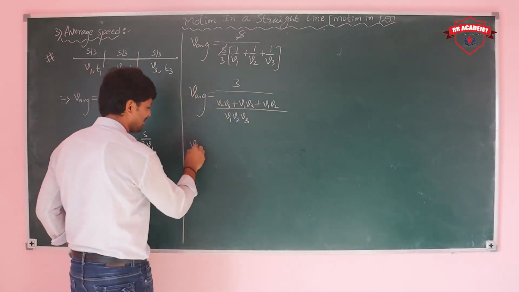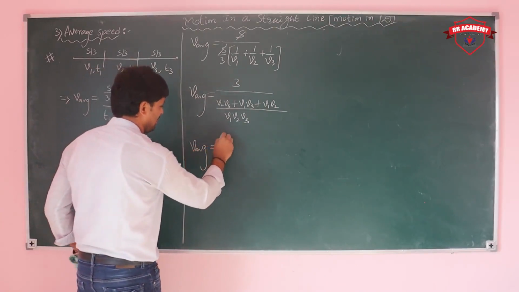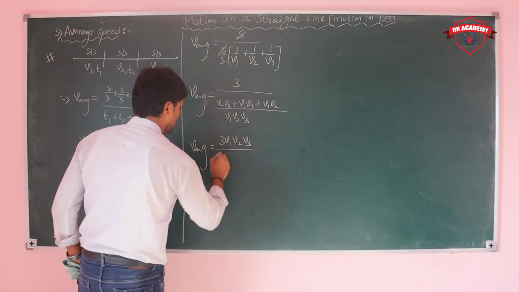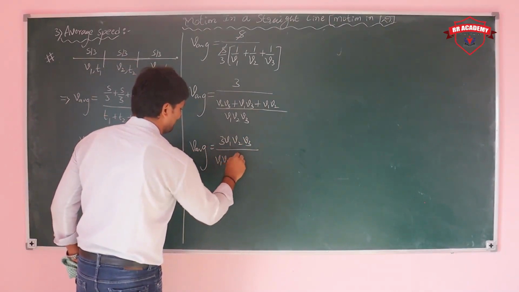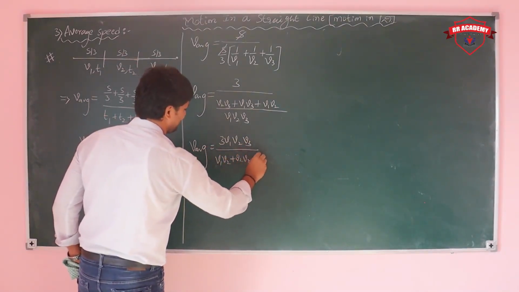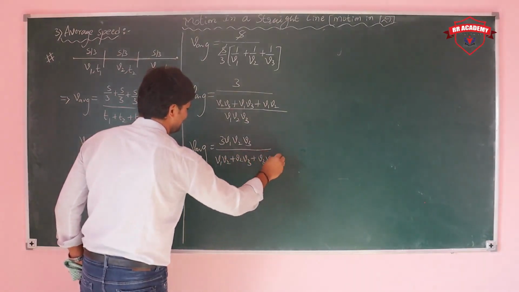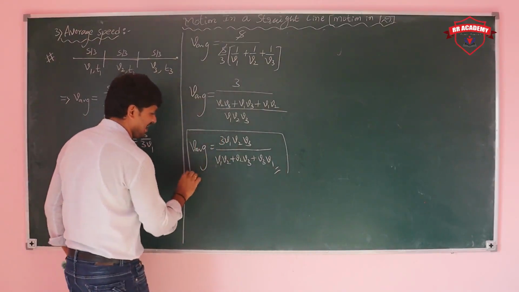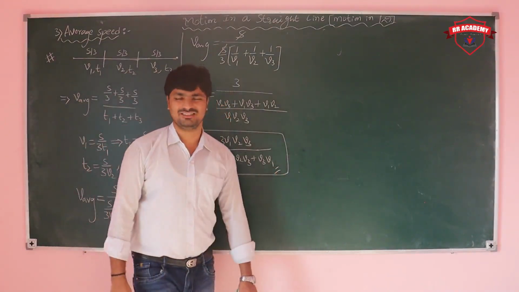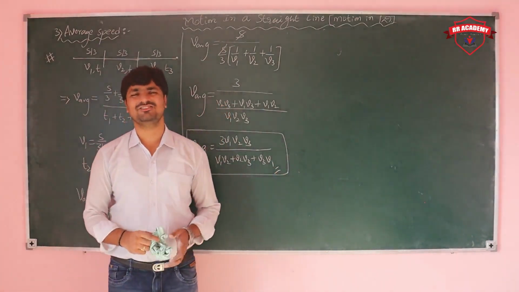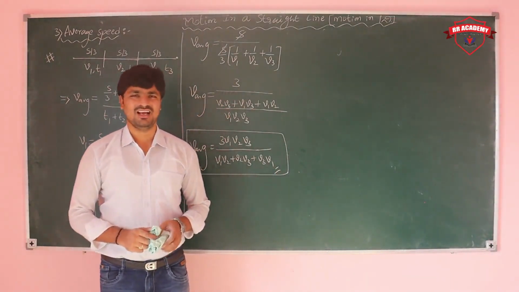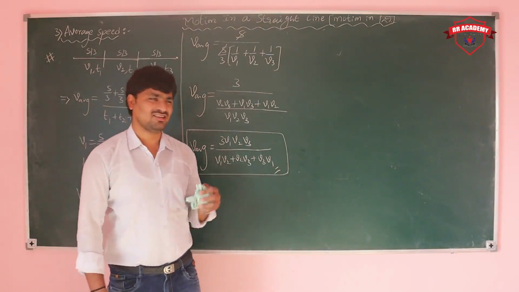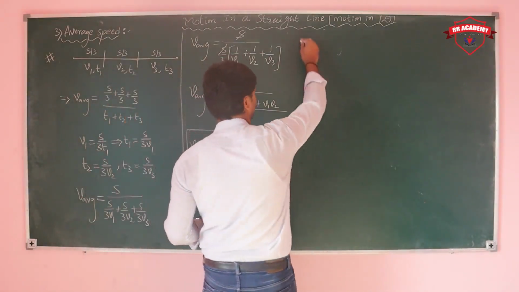Then V average is equal to 3 V1 V2 V3 upon V1 V2 plus V2 V3 plus V3 V1. So this is the average speed when the particle has traveled the first 1/3, second 1/3 and third 1/3 distances. So we will move to one more condition similar to this.